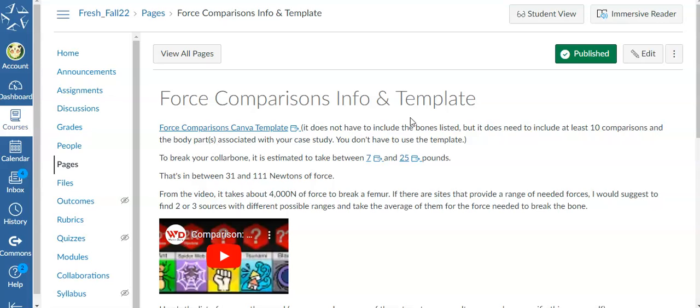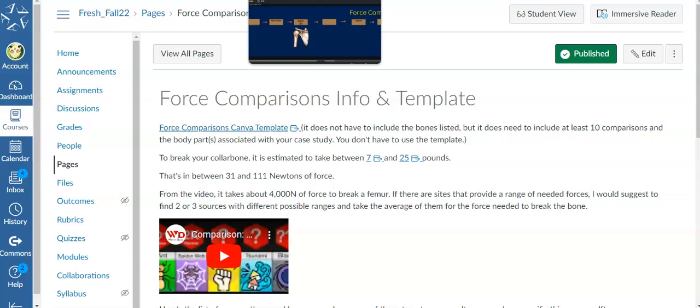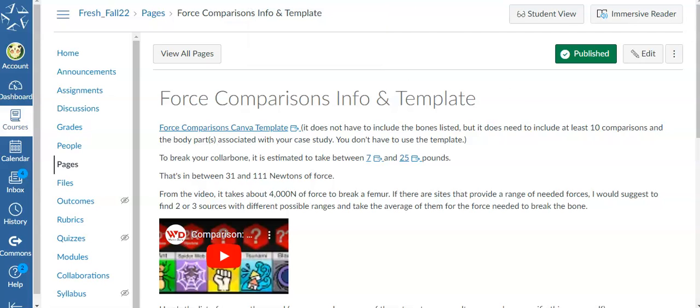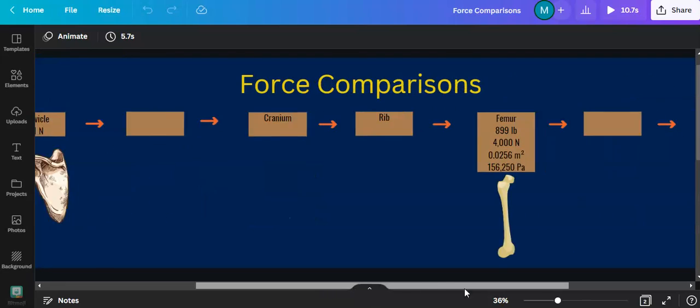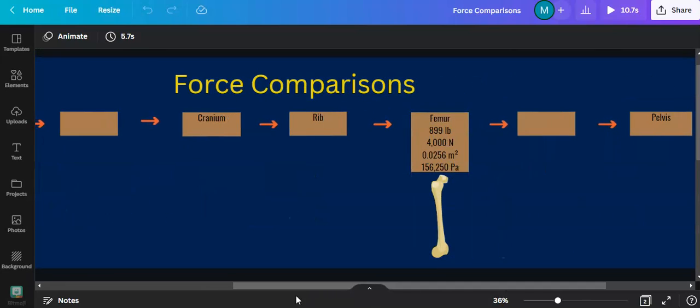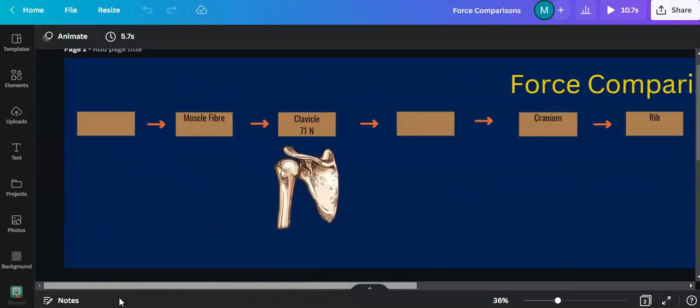You don't have to use this template. This is just something to help you get started. What you do need to include though is at least 10 comparisons, and you need to include the body parts that are associated with your case study. Also, go ahead and leave the femur there. It has everything you need for that one, including the work shown in this next slide.